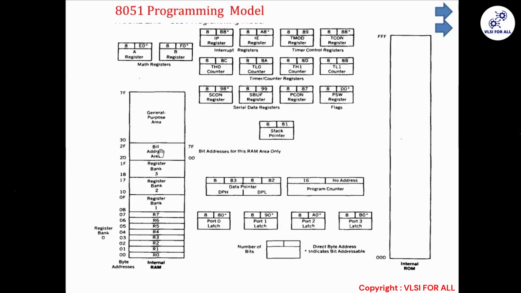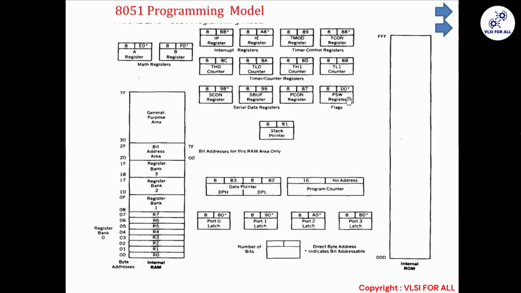After that, from 20 is bit addressable memory, from 30 general purpose area, and above that we have SFRs. Those SFRs with their addresses are given here. Just go through them once. Register A, the accumulator, is 8 bit, its address is E0. B is again 8 bit, its address is F0. The IP register is 8 bit, its address is B8, and so on.